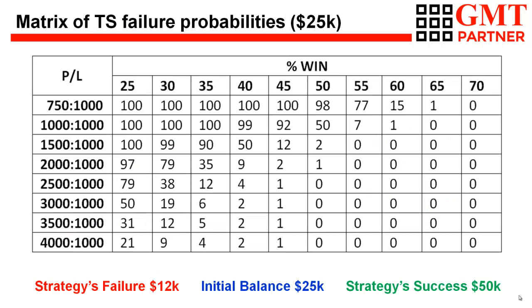Based on the matrix of probabilities of the trading strategy's failure, we can draw the following conclusion. In order to ensure the stability and sustainability of trade results of the multi-time frame trading strategy, the profit-loss ratio parameter should be in the range from 1.5 to 1 to 2 to 1 or higher. In this case, even if the share of the winning transactions in the series declines to 50%, the probability of the strategy's failure would be no more than 2%.